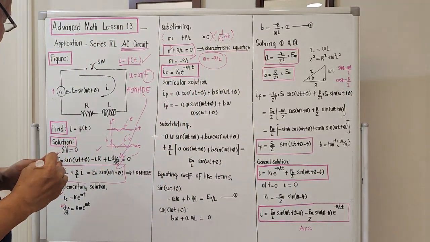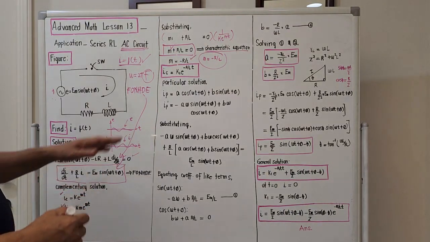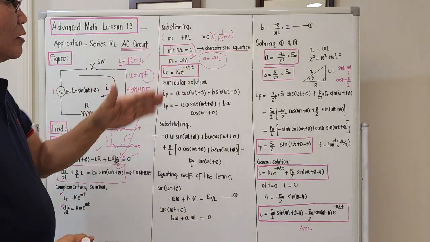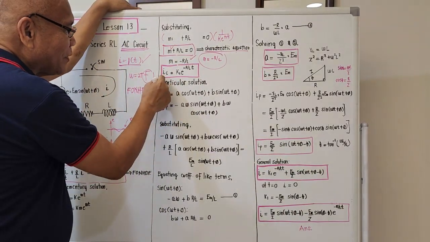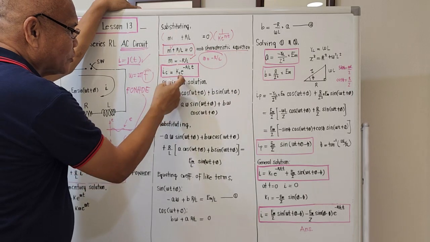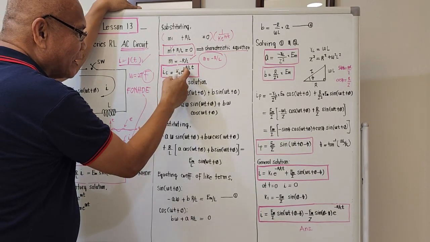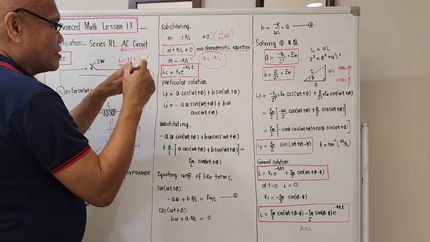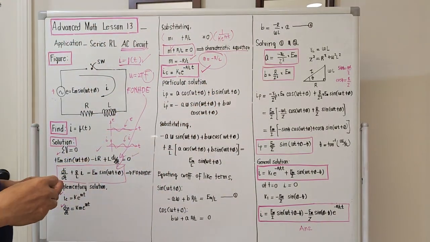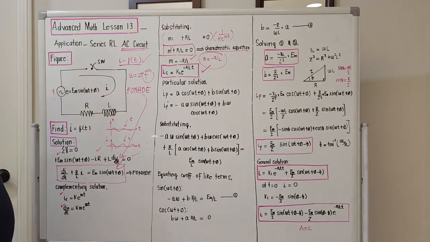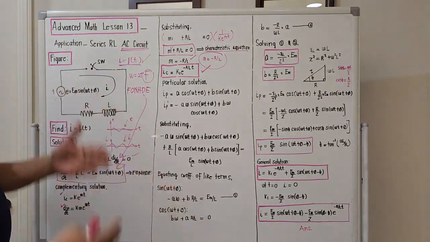So the complementary solution, if we go back here, we place the constant coefficient now with the subscript 1. The complementary solution should be k1 e raised to m, which is minus r over l times time. That's the complementary solution. This is a part of the particular solution. It's just a part. Okay? Actually, we are not even halfway, maybe one third of the way.